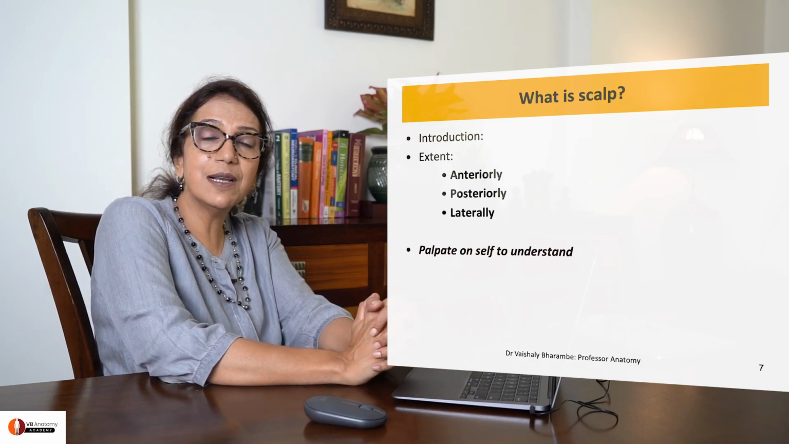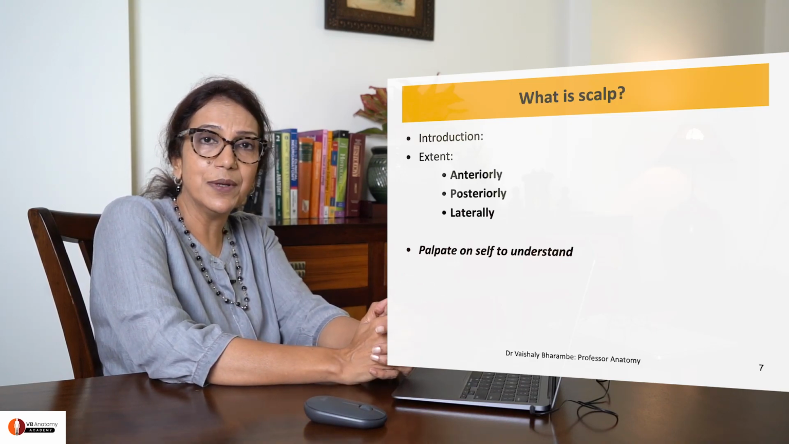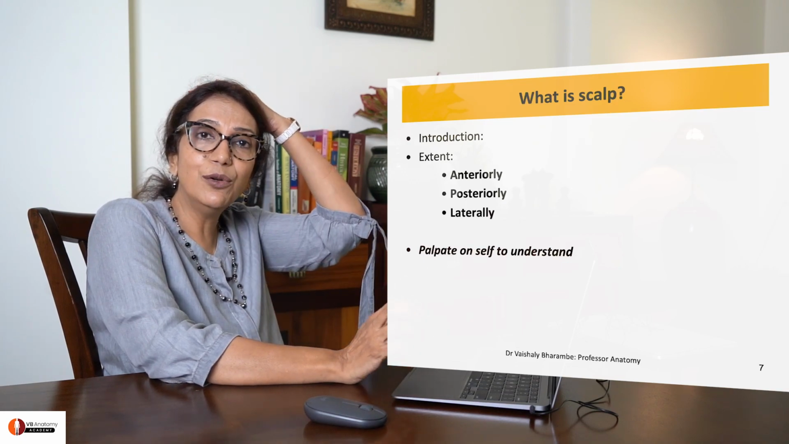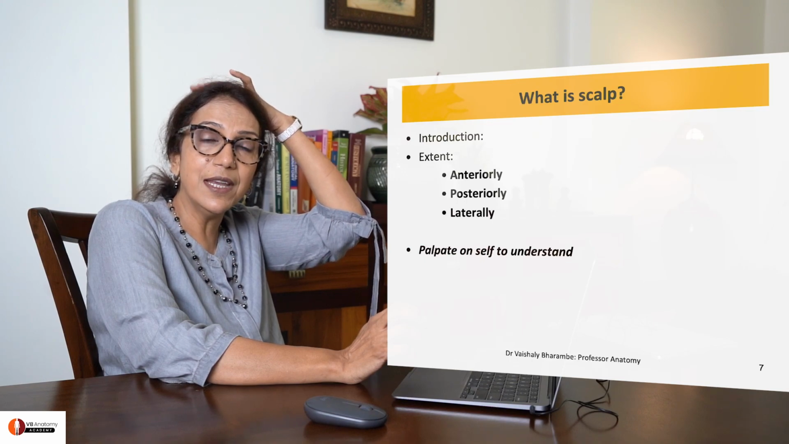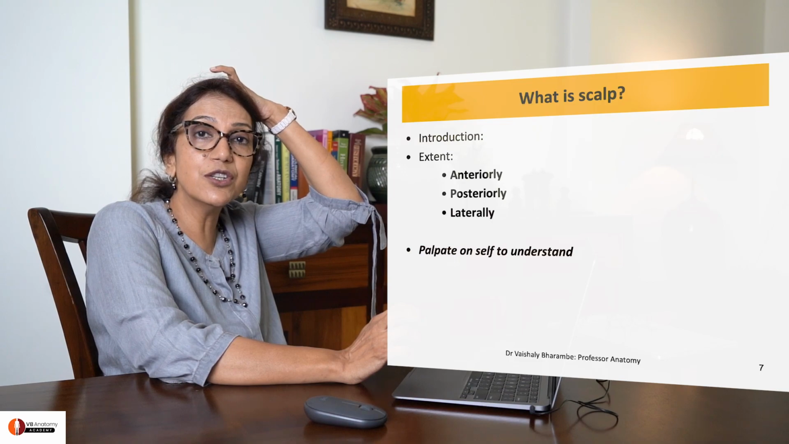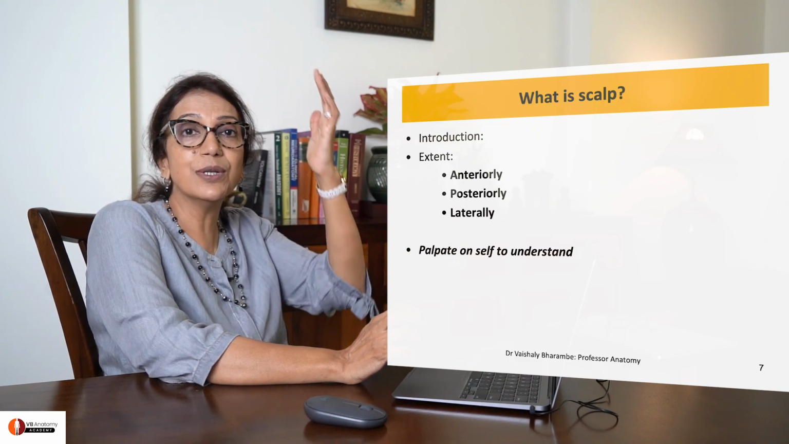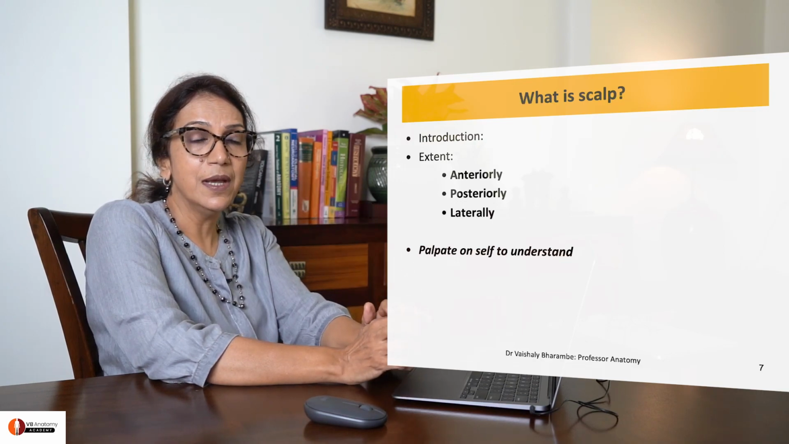First, I always tell my students, introduce the topic to yourself. What is scalp? Scalp is that part of your skin or soft tissue that covers your calvaria. Use your hand, put it on your head. Understand that this structure that you're feeling here is your scalp. It's the soft tissue that covers your calvaria.